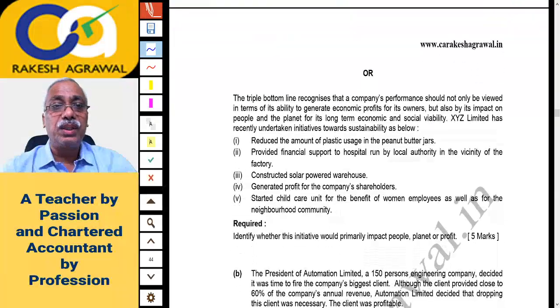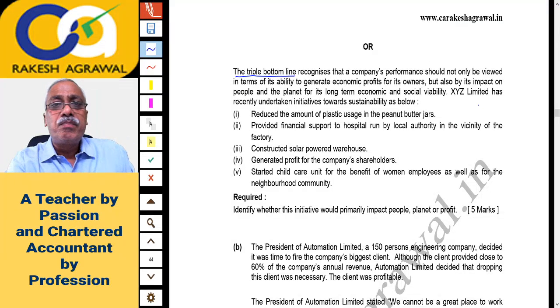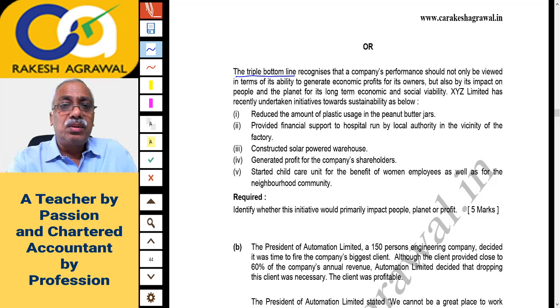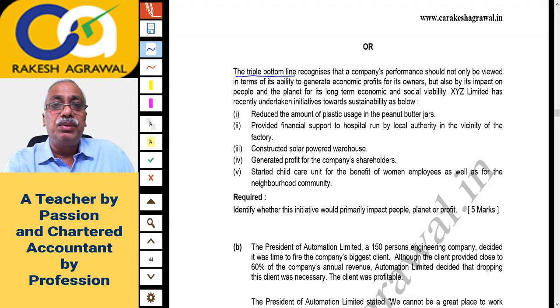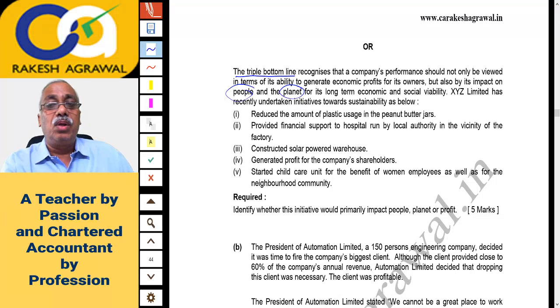There was one OR question to this. This question was on triple bottom line, a theory question. In triple bottom line, you have to discuss people, planet, society and so on. So let us read the question. The triple bottom line recognizes that a company's performance should not only be viewed in terms of ability to generate economic profits for its owners, but also by the impact on the people and the planet for its long-term economic and social viability, people and planet also, not just profit.